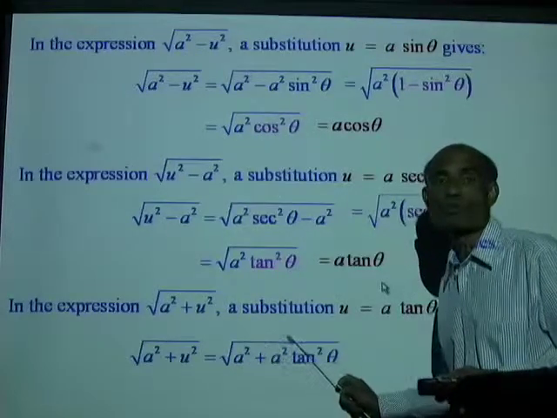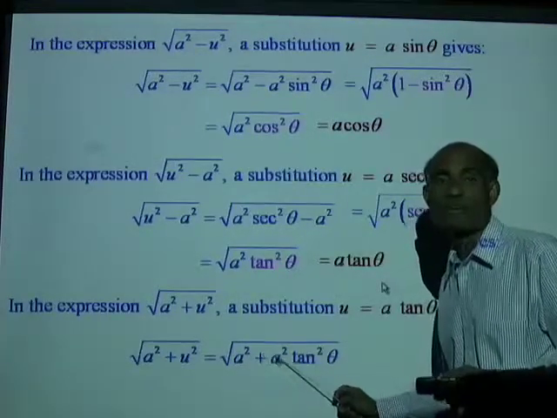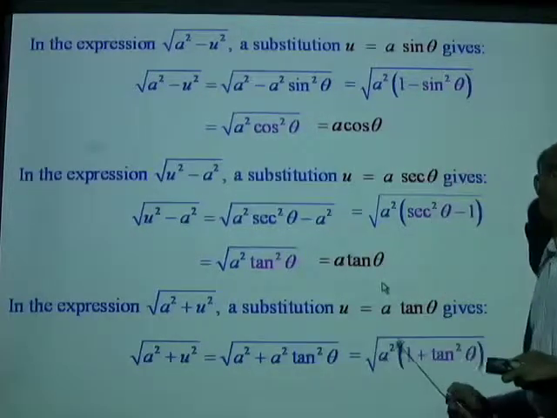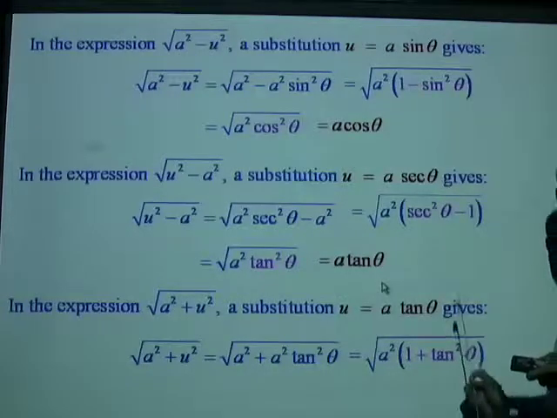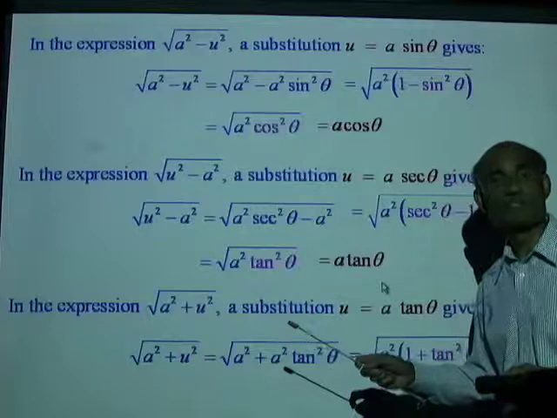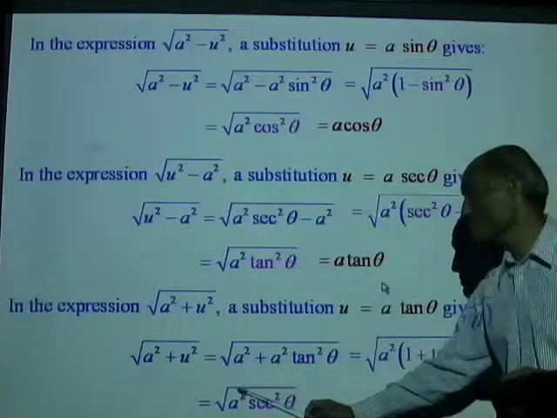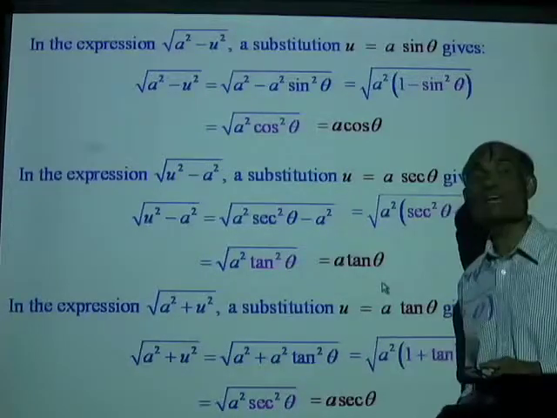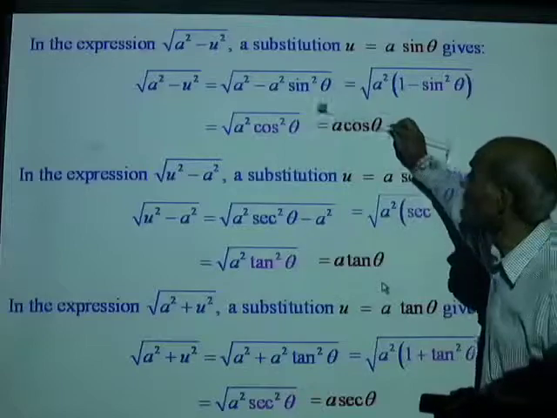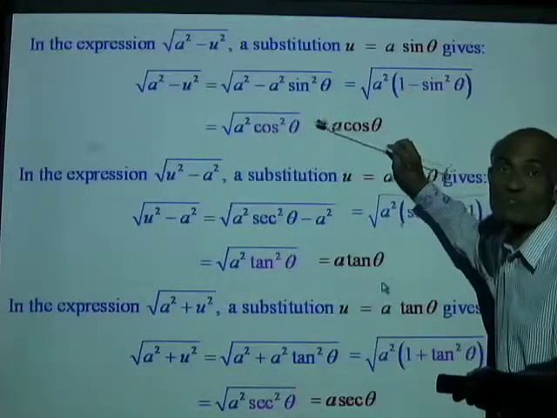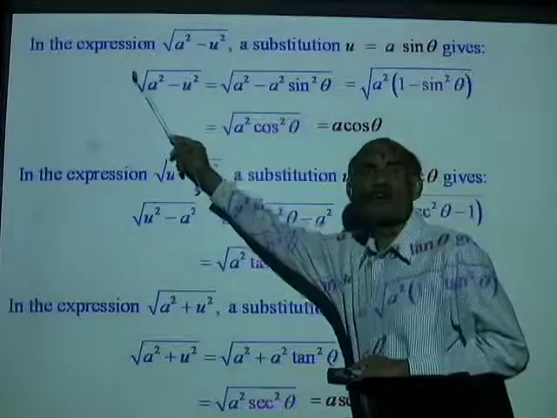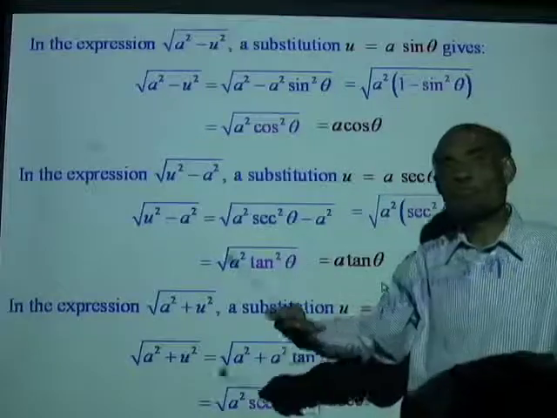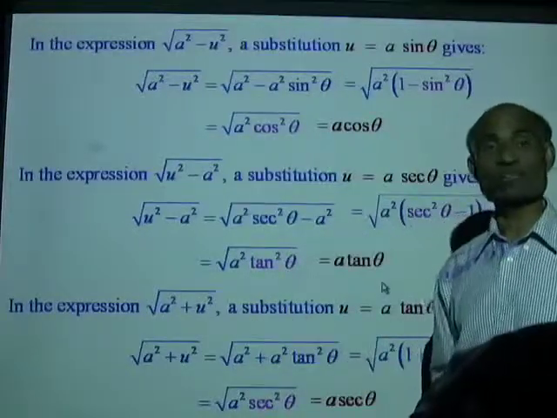So that becomes the square root of a squared plus a squared tan squared theta, and a squared is factored out, and then we replace 1 plus tan squared theta with secant squared theta. So that will be the square root of a squared secant squared theta, and that is a secant theta. By doing this appropriate trigonometric substitution, we made this complicated quantity into manageable terms that can be integrated.